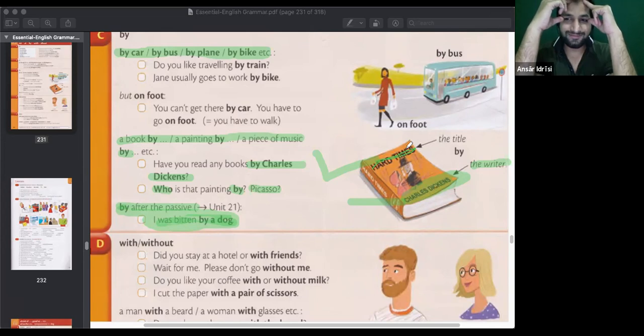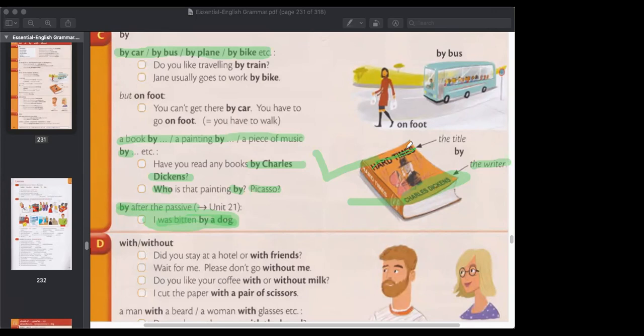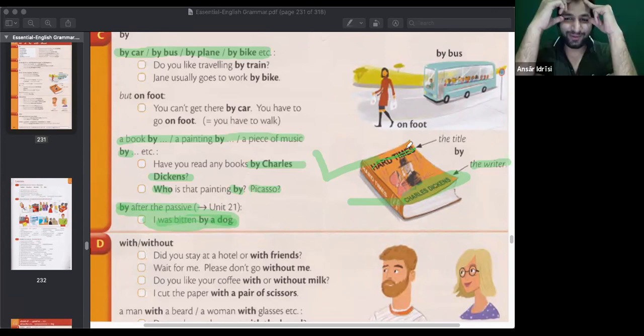Next. He employed by his employer. Very good. Employed by his employers. Yes. Anyone else with by?